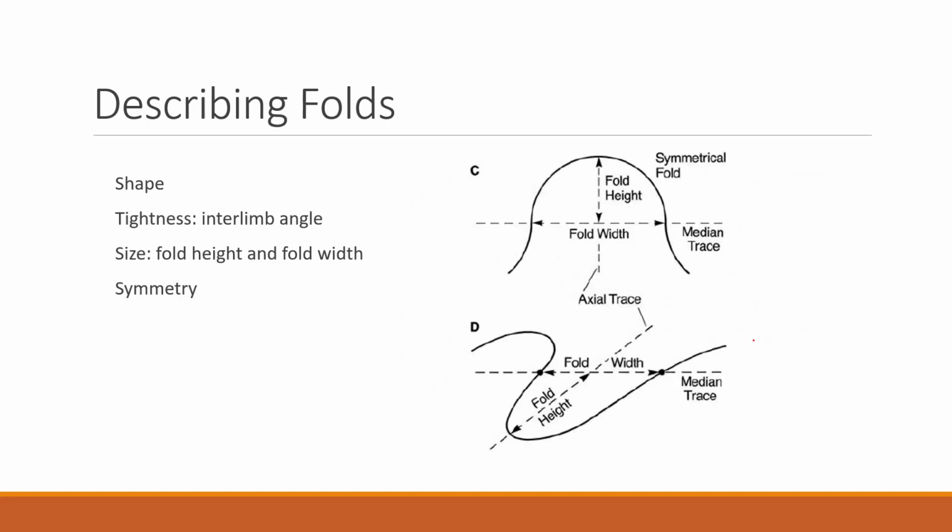Symmetry is looking at, if you were to look at your axial trace, do you see a mirror image on either side of it? If you do, that's symmetrical. So here's our axial trace, which again is going to be the fold height, measured along the axial trace, or the axial surface rather. If you have a mirror image on either side, you're symmetrical. If you're not, that is asymmetrical.